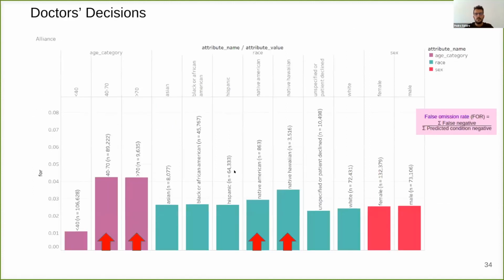So here we started with auditing the current practice. It's very tempting to start auditing our models and not audit the current practice. So this is actually the baseline, right? The medical doctors making decisions about screening, this is the baseline. So we started to audit the current, just human experts' decision-making process. And we found out that for race, there were some higher false omission rates for Native American, Native Hawaiian.